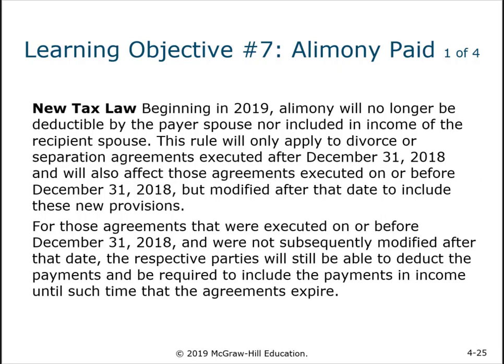So the key thing is if it qualifies, if it's an older agreement, then it's deductible to one spouse, the one that's paying it, and it's income to the other spouse. So it's a mirror, right? If it's after 2018, then it is not income to the one that receives it, and it's not deductible to the other one. So whichever it qualifies for, it's fair on both sides of the agreement.